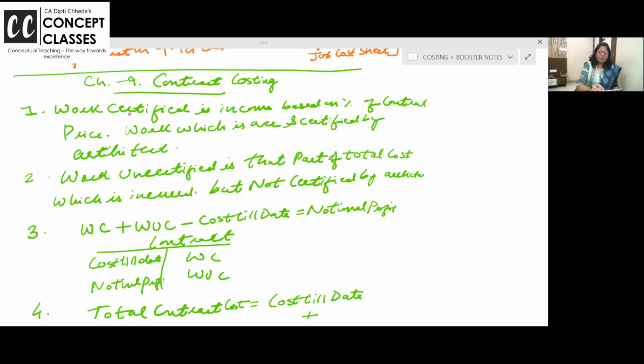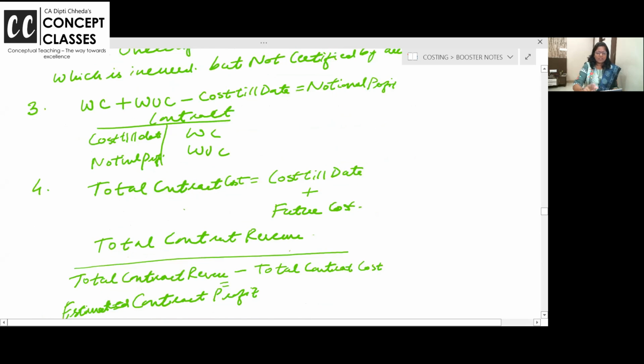Yes. Work certified is income based on the percentage which is completed and certified. Work uncertified is that part of the cost which is not completed. Work uncertified plus work certified minus cost till date will give you notional profit. I can show you what is written here, look, notional profit. Work certified, uncertified.